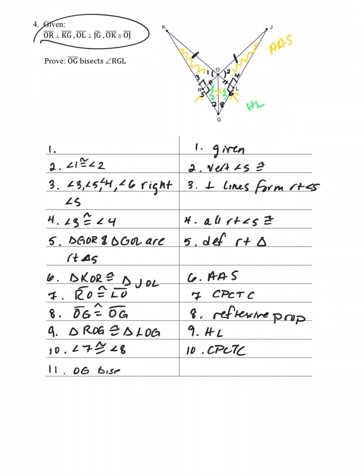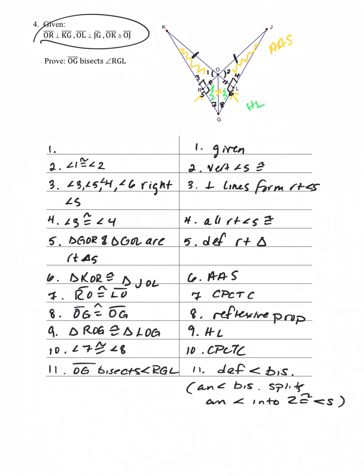And then, of course, we can do this last one. OG bisects angle RGL. And that is the definition of an angle bisector. It splits an angle into two congruent angles. So you can either do definition, angle bisector, or you can write the definition. An angle bisector splits an angle into two congruent angles.